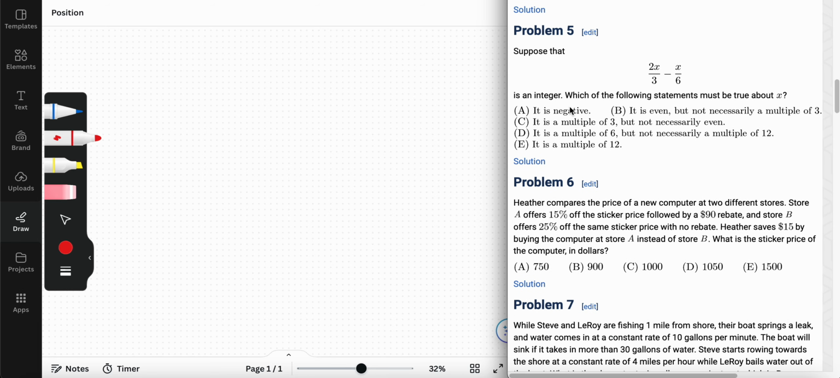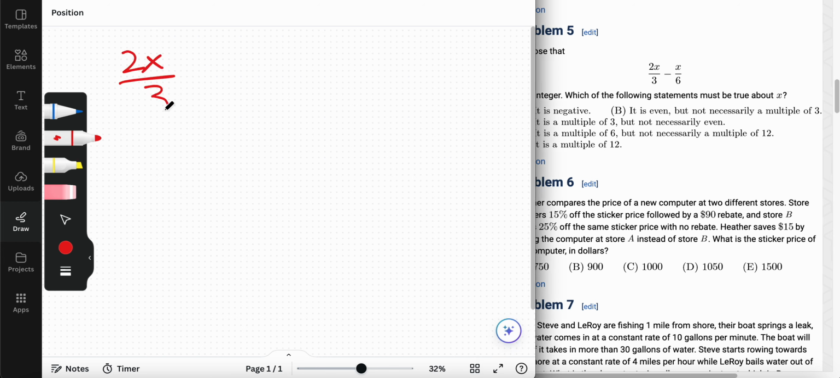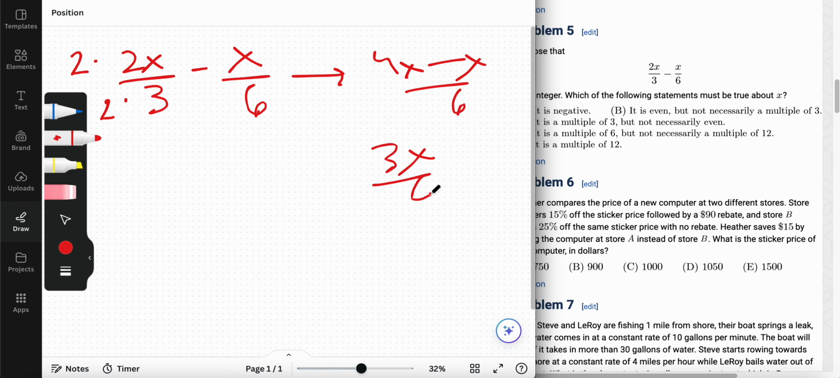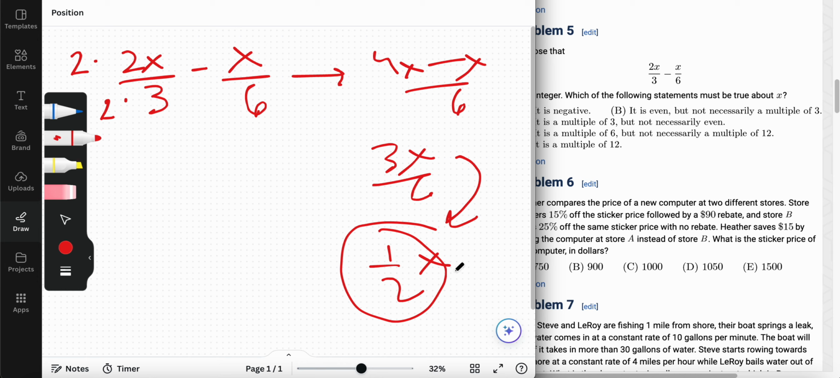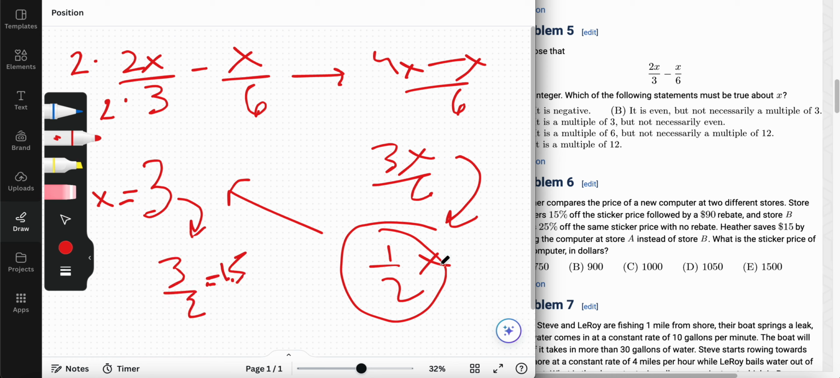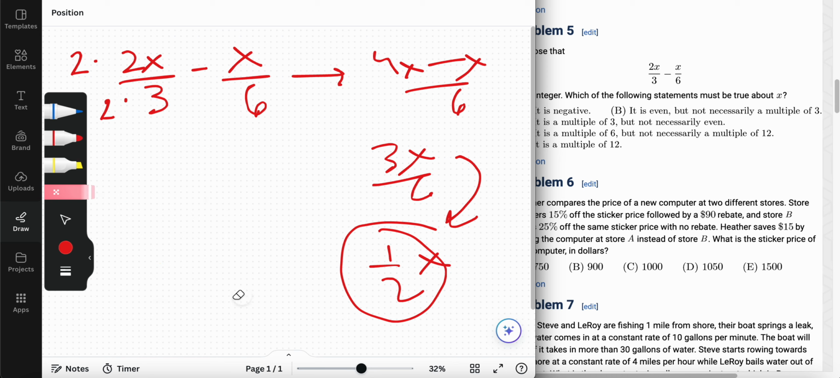Suppose that this is an integer. Which of the following statements must be true about x? So 2x over 3 minus x over 6, common denominator, so times 2 times 2. I get 4x minus x over 6, which is 3x over 6, which is 1/2 x. If this is an integer, that means that x always has to be even, right? Because if x is, let's say, odd and it's 3, then this is just going to be 3 halves, which is not an integer since this is 1.5, right? So that means that x always has to be even.